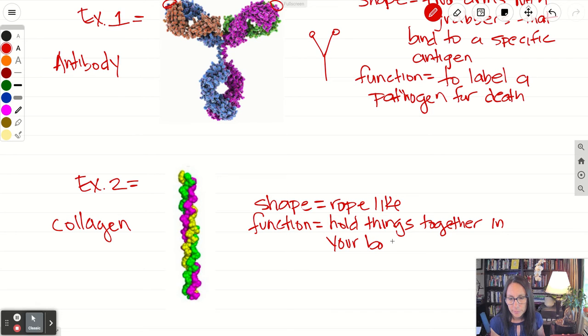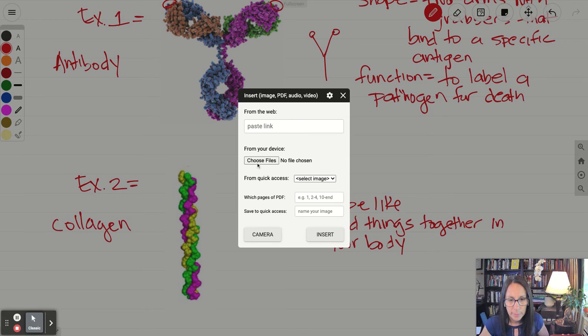For example, your ligaments and your tendons are what hold the bone and the bone together, or the bone and the muscle together, and they are made of collagen. And so like rope, it is holding your bones to other bones, okay? So that is the structure and the function of an example, which is collagen. Okay, let me show you a third example. Let's see. Okay, here's a good one.